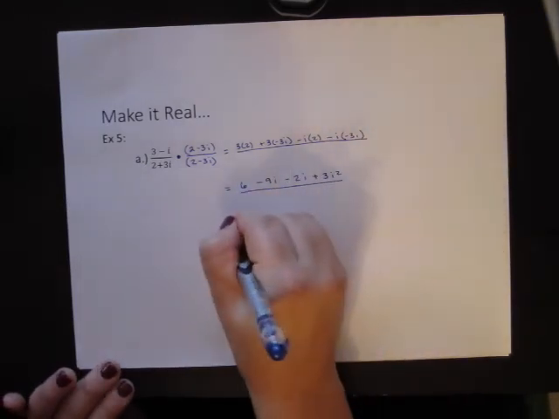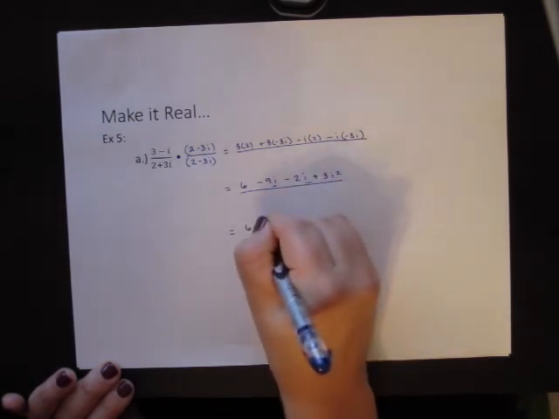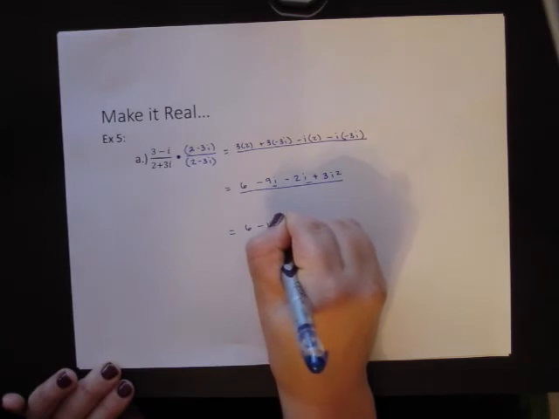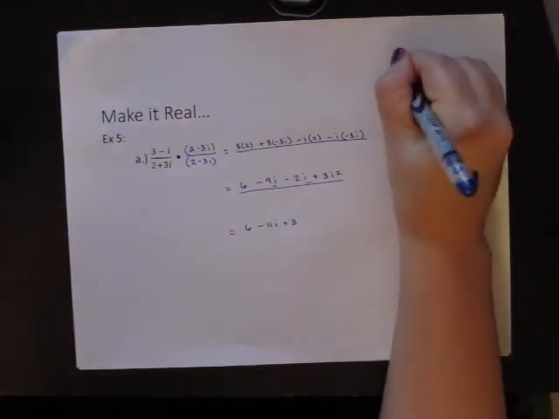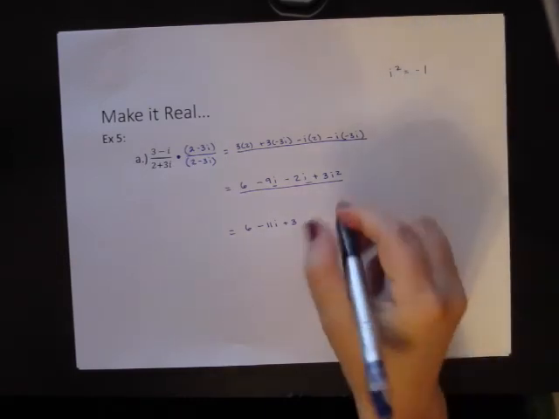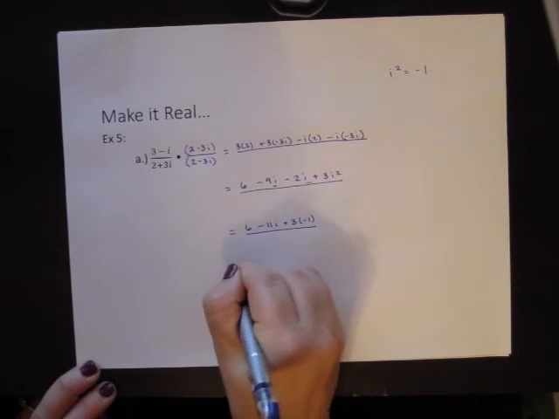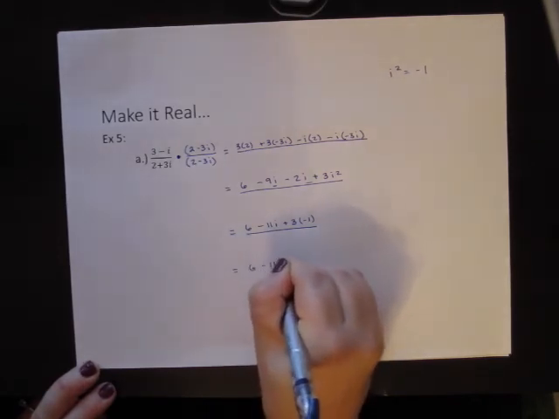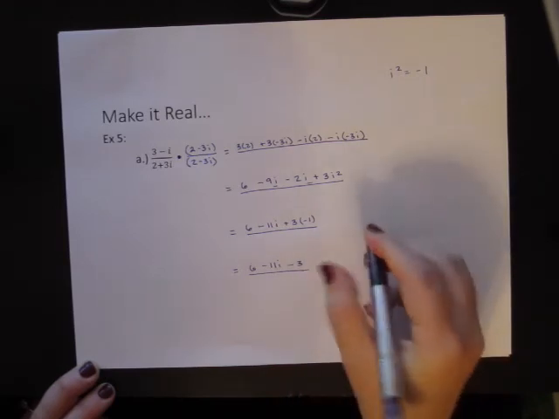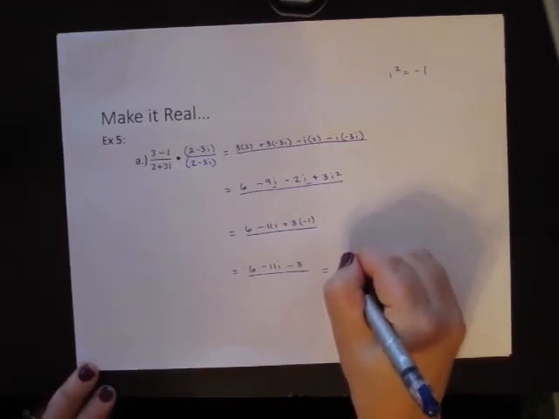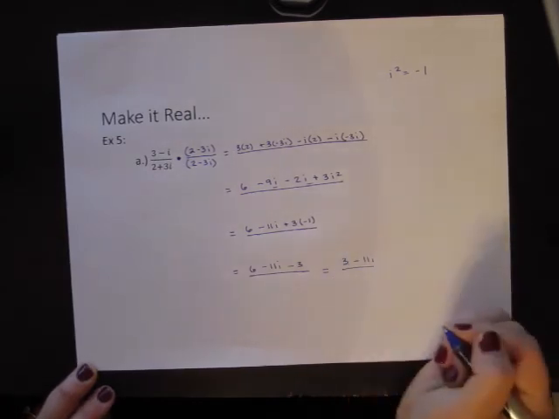Okay, so again I'm going to clean up just the top. I can combine my like terms, so that would be 6 minus 11i plus 3i squared. Instead of having i squared, we're going to replace that with a negative 1, so 3 times negative 1. That would be 6 minus 11i minus 3, which would finally clean up for us. 6 minus 3 is going to be 3 minus 11i for my numerator.